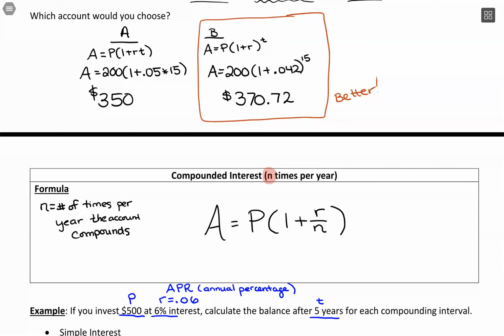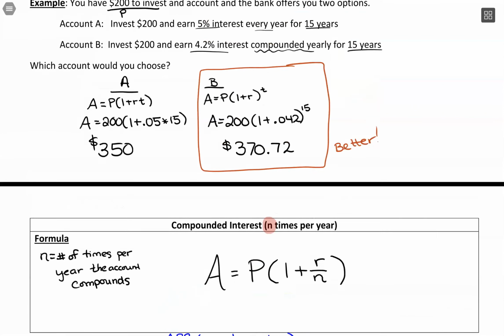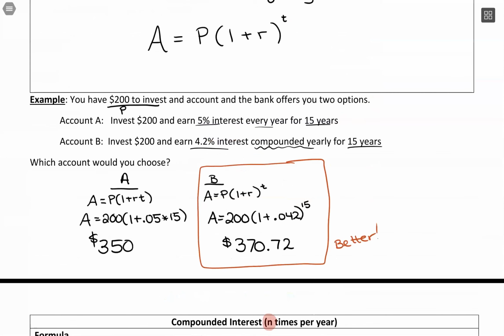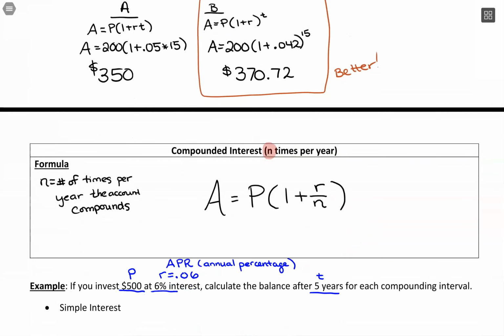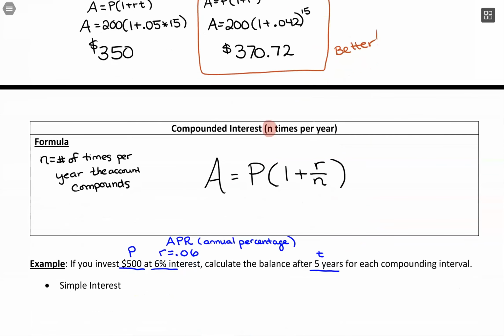And then in the exponent, where we had time, which here was yearly, overall that account would compound 15 times. Well, with these where it's multiple times per year, if it was monthly, it was that 5 times for each of the years, but then 12 times per year. So we need a multiplication of the number of years times the number of times we're compounding per year. So in our exponent, we take the number of times we compound times the number of years.